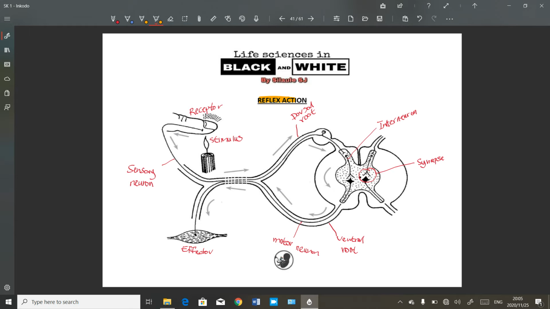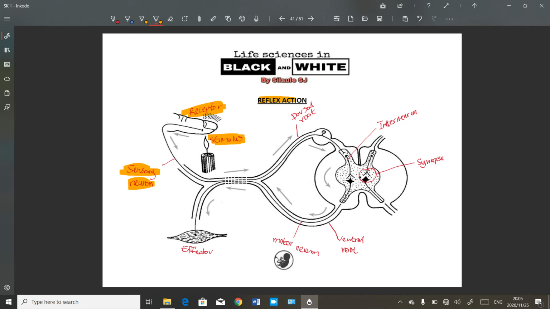So we start off with the stimulus. In this example, we have heat from a candle. That acts as a stimulus, which is detected by a receptor, which is the skin. And then it will convert that stimulus into an impulse. Then that impulse travels via the sensory neuron.